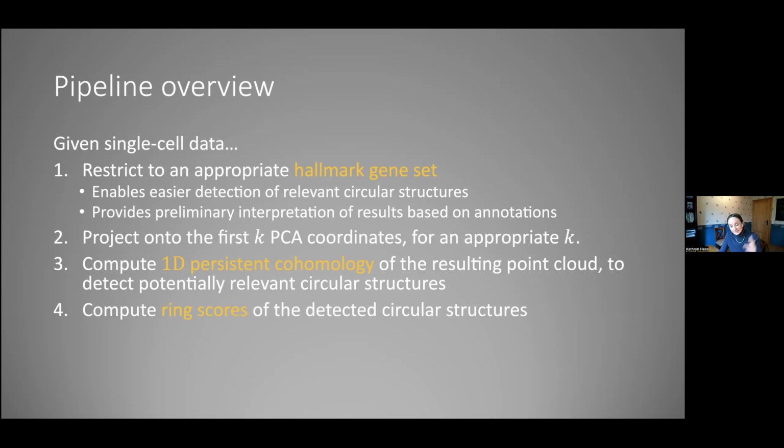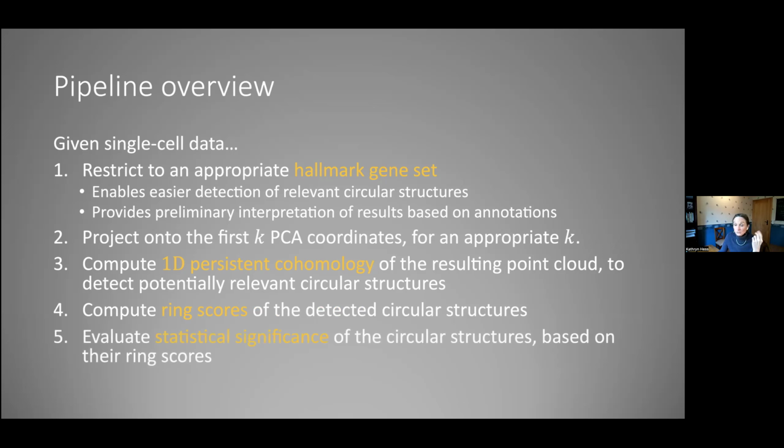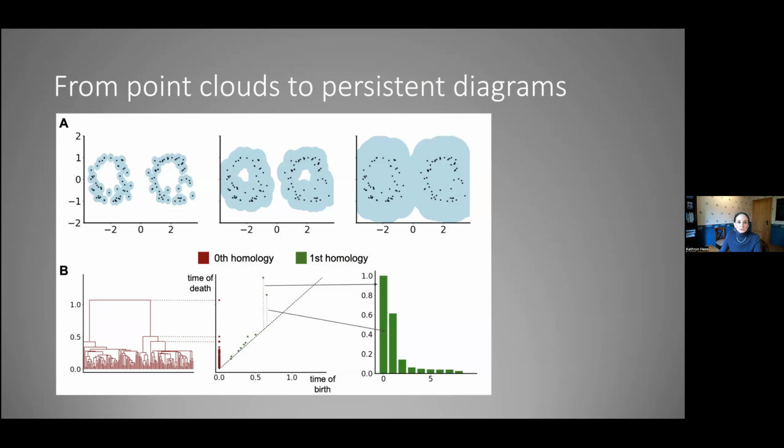Then the next step, we want to see whether the circular structures that we detect are actually significant. To do so, there's something called a ring score that we can compute for this one-dimensional persistent cohomology, which we can then use to establish the statistical significance or not of the circular structures detected. So that's what I want to explain now. I'm going to explain starting at step 3, because the first 2 are really biology.